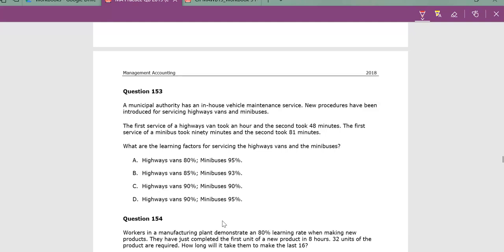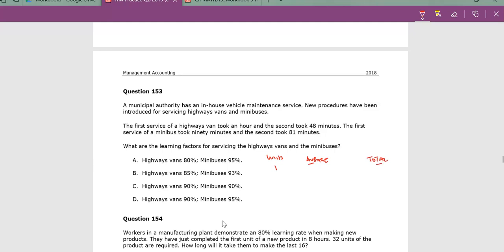And I'm going to try and keep it short in this box here. So it says here, if you set this table up like this, you'll never get this wrong. This business here has in-house vehicle maintenance, and new procedures have been introduced. So, these are the units, if you like. The first unit takes, I'm going to put on average. The relationship is about average. The learning rate is about the average. So don't get it twisted. Get that right. It's about the average. And then we have the total, which you could get asked questions on. But this learning rate is about the average.